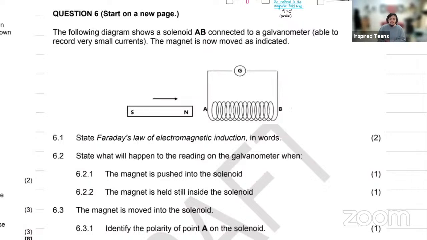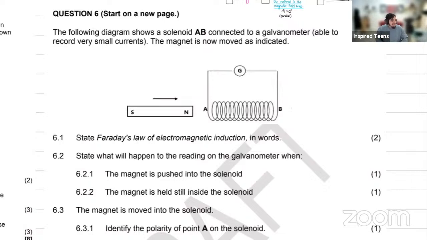Okay, and someone says the magnetic field lines will change. So that is true, but technically not true. The magnetic flux will change, not the magnetic field. The magnetic field lines will only change in type or strength when we change the magnet. However, what will change is magnetic flux. Magnetic flux is the amount of magnetic field lines that touch the solenoid. So the amount of magnetic field lines will change.